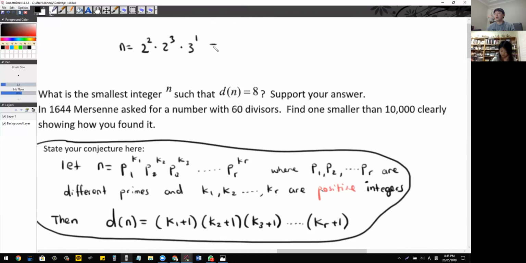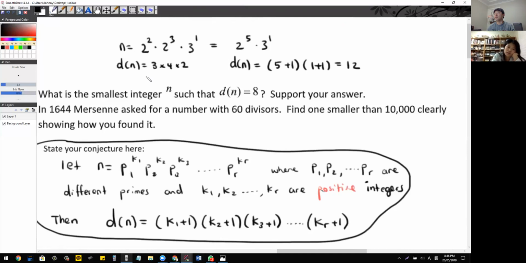This is actually the same thing as 2 to the power of 5 times 3, true? Now, d(n) for this one is going to be 5 plus 1 times, this is 1 here, so 1 plus 1, which is equal to 2. So 6 times 2, which is 12, right? What about this one? d(n) is going to be 3 times 4 times 2, which is bigger. That's 24. Okay, so it's never going to work if they're the same primes.